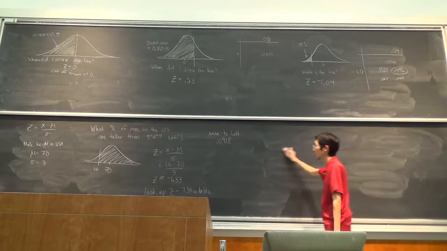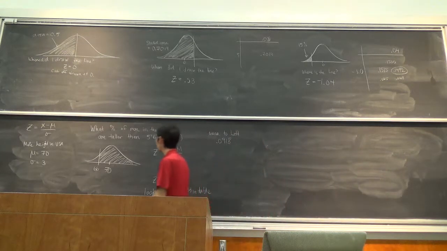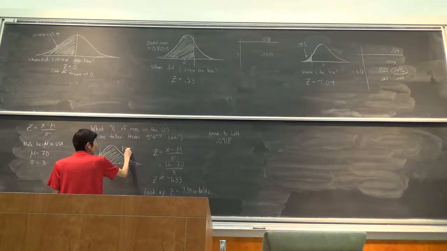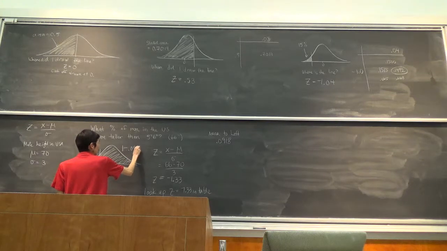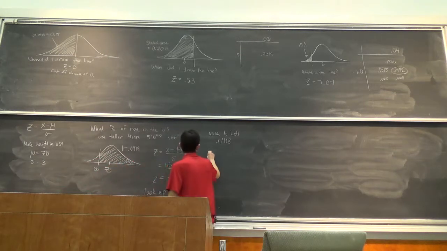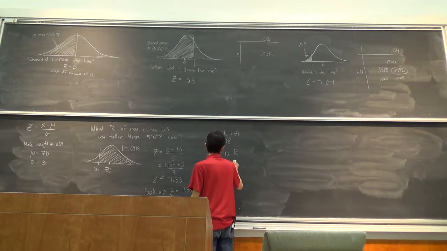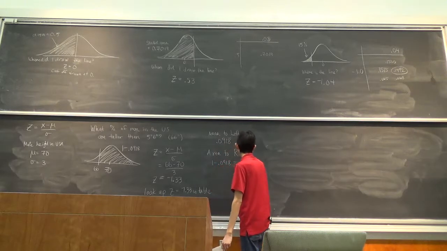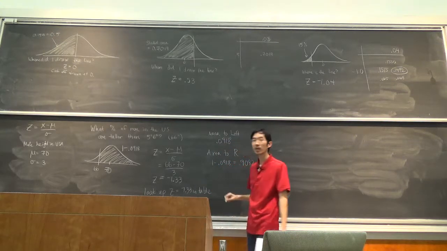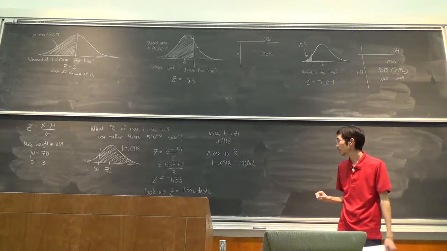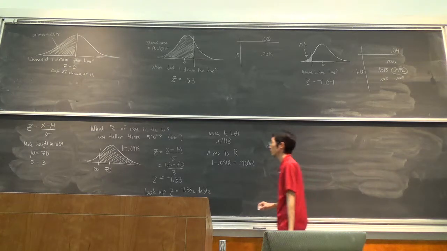I have to subtract this from 1. So the area to the right is 1 minus 0.0918, which is 0.9082. Okay? And that is my answer.